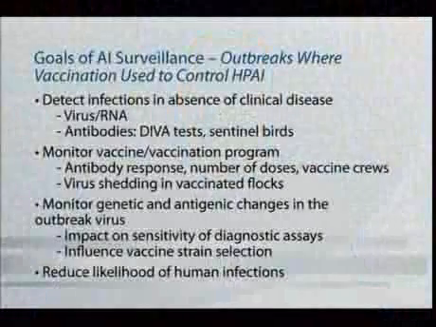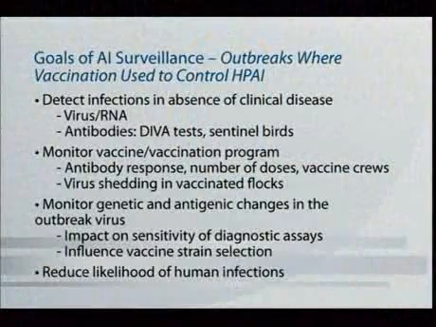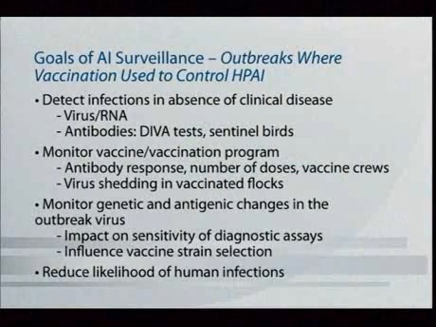Now, although some of the goals of surveillance when vaccination is used are a little different, still one of the primary goals is to detect infections even in vaccinated populations. And this pertains to the detection of the virus or specific RNA or antibodies.